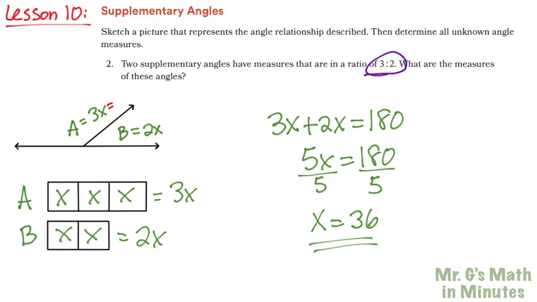So this one up here is going to be 3x. We found x was 36. When we multiply 36 times 3, we find out that this angle is equal to 108. And here we're doing 2 times 36, and 2 times 36 is going to give us 72. Add those two numbers up, and it's equal to 180.